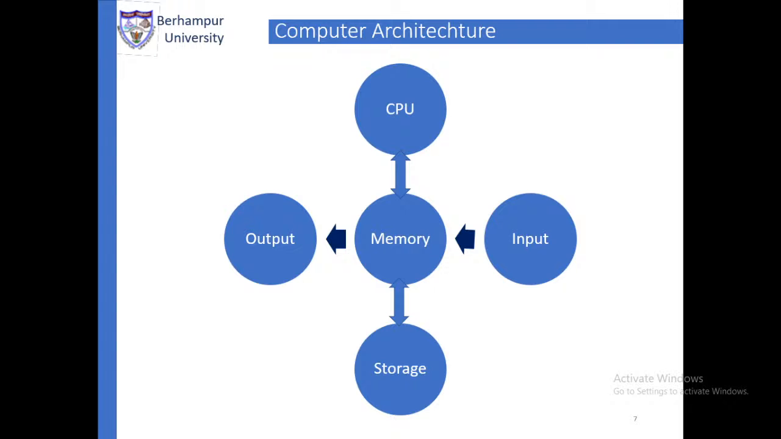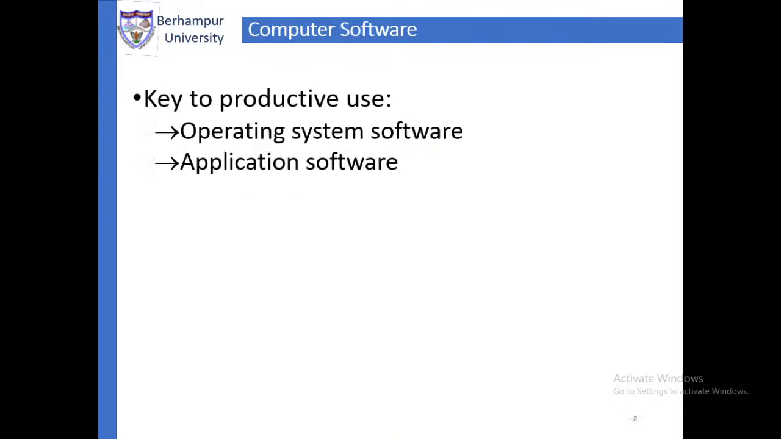So this is the basic architecture of a computing system, or a computer, or the system, as we call it. So this is the basic architecture. I hope you understood this. Then we'll go to the computer software, which we discussed earlier.